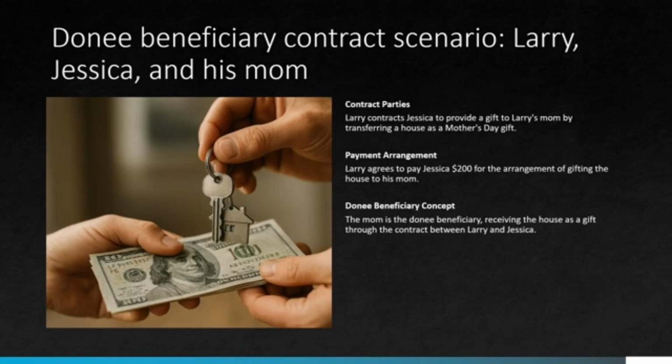So what kind of contract would this one be? A third-party donee or a third-party creditor beneficiary contract? All right, hopefully you said third-party donee contract, because you see here's a gift, and that's what you're looking for in a donee beneficiary contract.